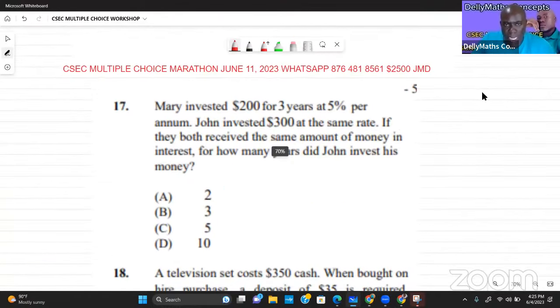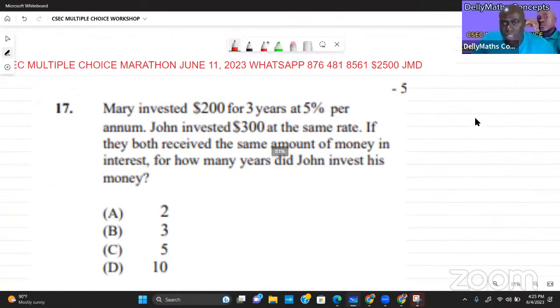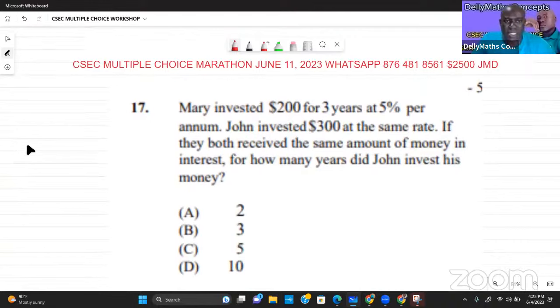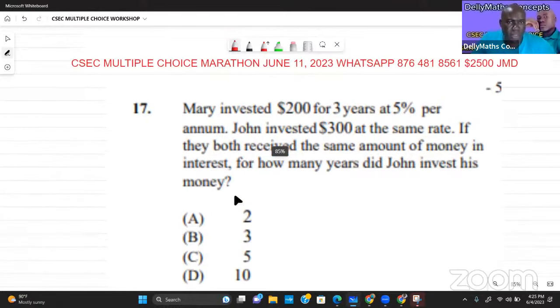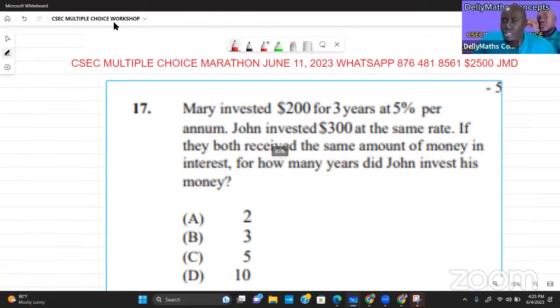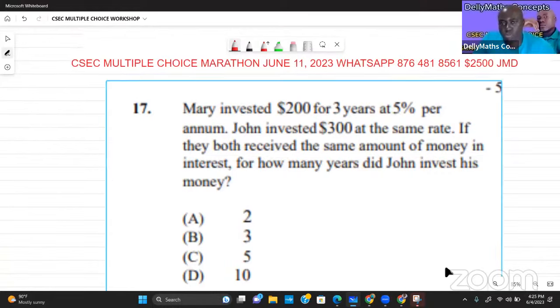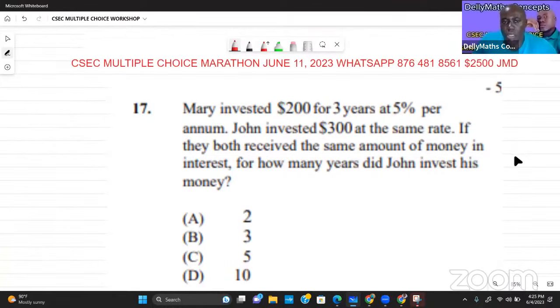All right, let's look at 17. So question 17 is saying that Mary invested $200 for 3 years at 5% per annum. John invested 300 at the same rate, all right? So he's going to go at 5%, just the same. So they want to know if both of them will receive the same amount of interest, how many years will it take John? So we want to know.